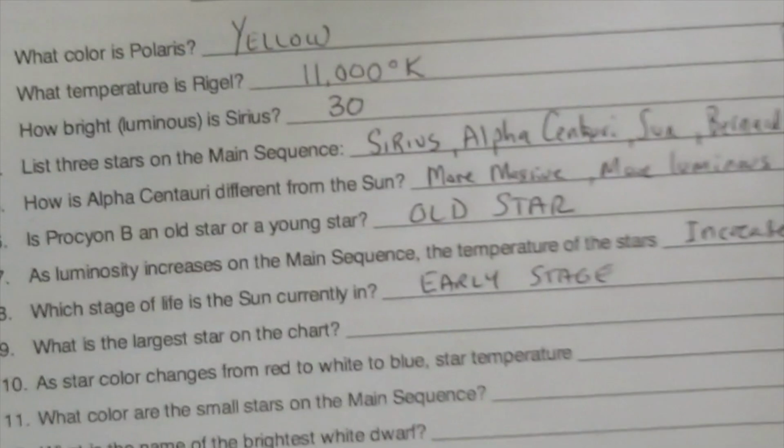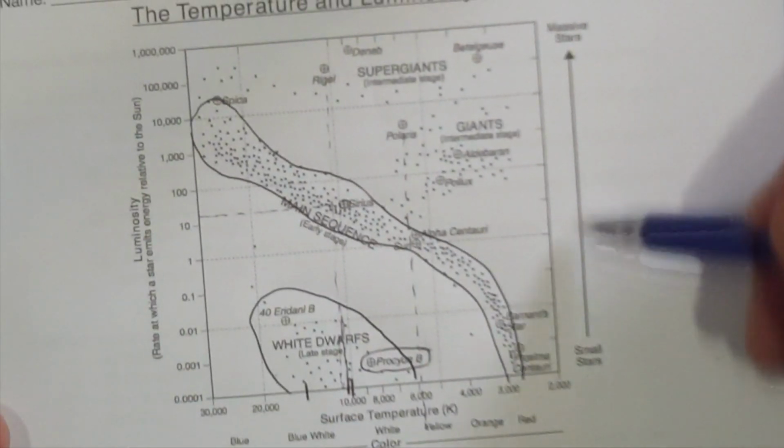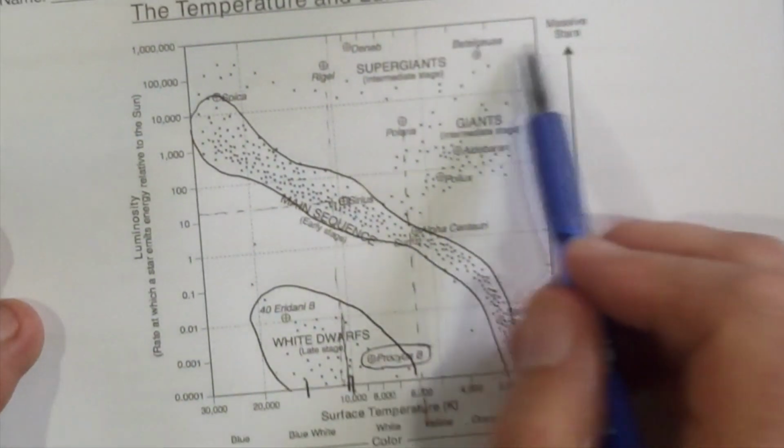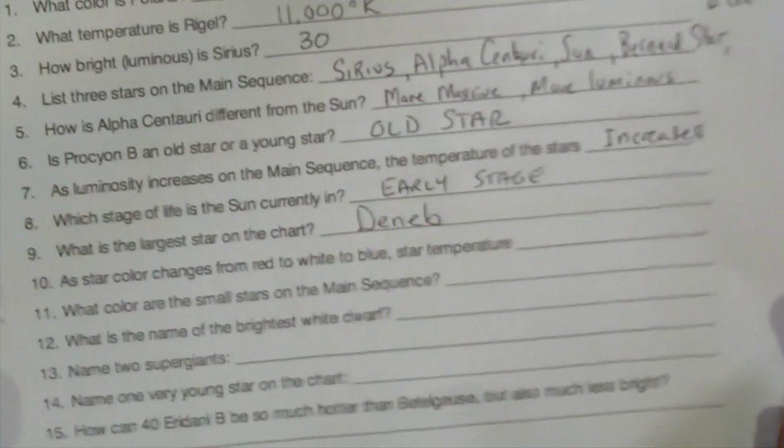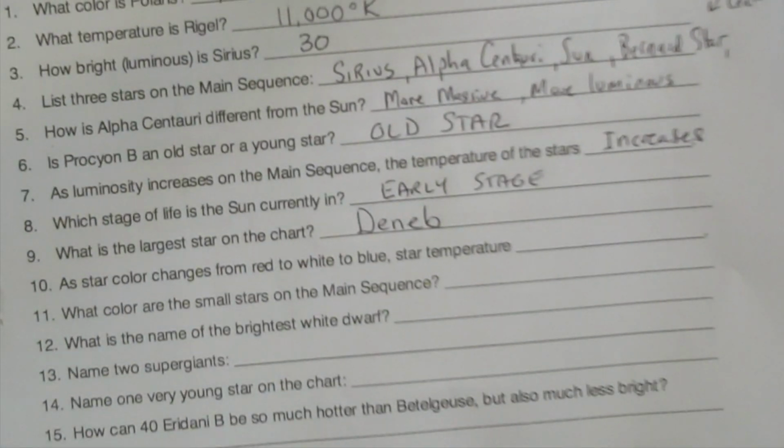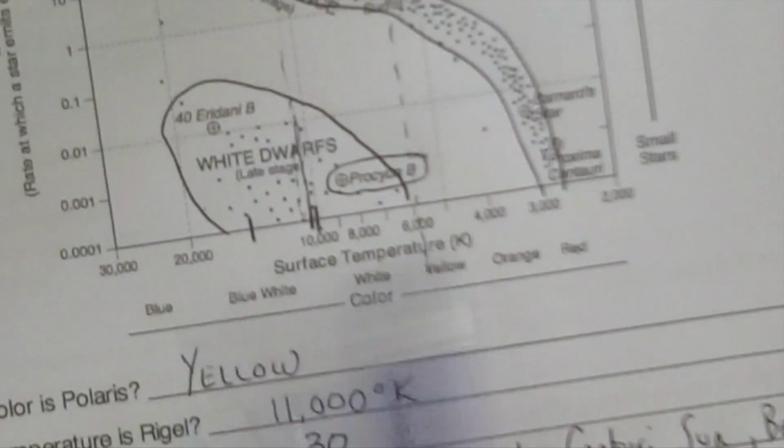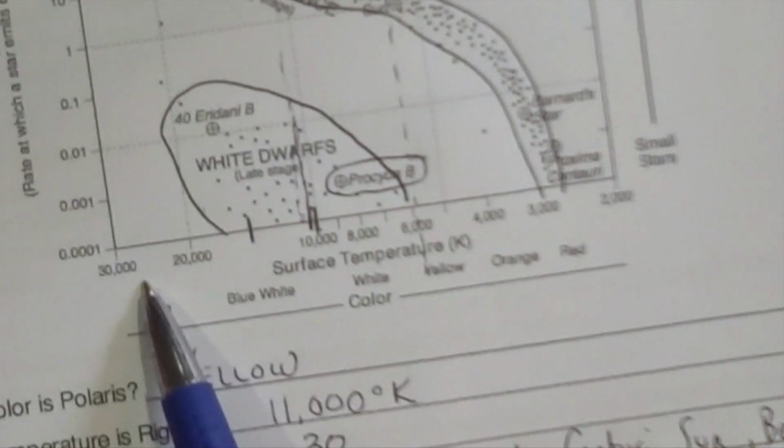What is the largest star on the chart? The largest star would be the most massive star. The most massive star is Deneb. Number 10, as star color changes from red, to white to blue, star temperature. As we go from red to white to blue, star temperature increases.